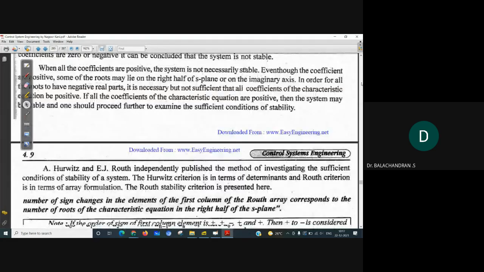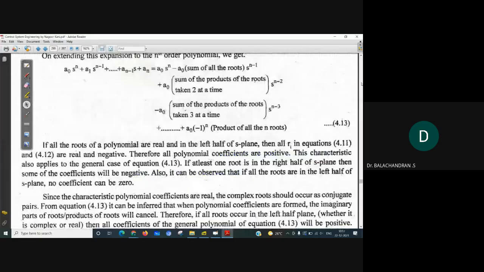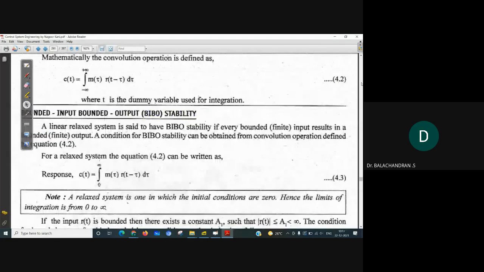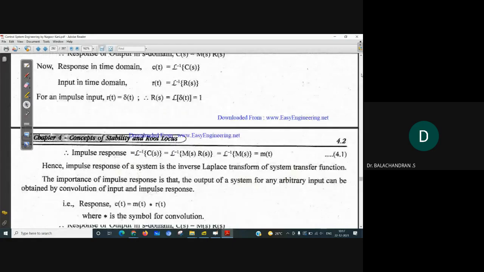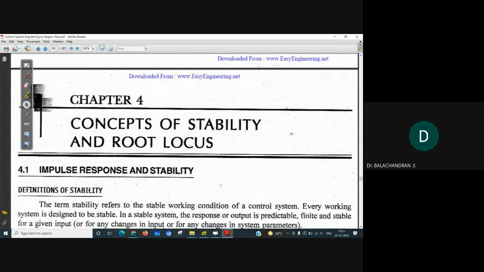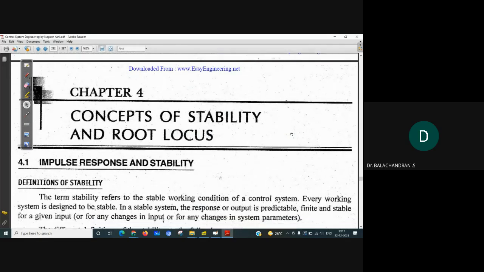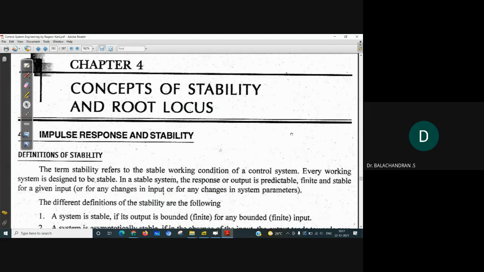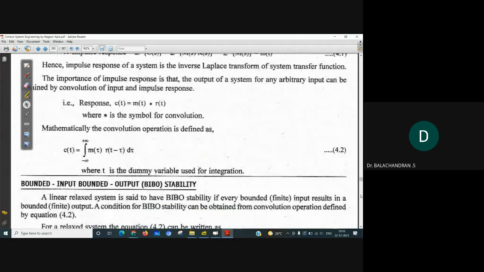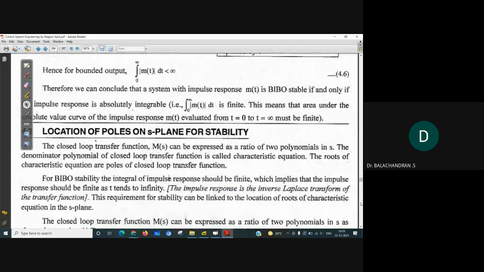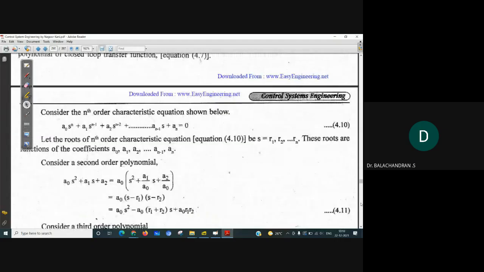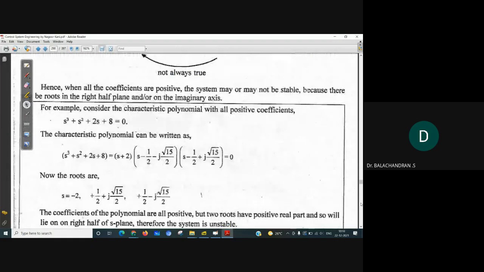Here I explained only 50% from the book. If you are interested, please go through it from the beginning and understand the concepts of stability and the root locus. I took the material from this book only. Some parts you can understand now, maybe you won't understand the remaining things. So keep this book, it may be useful for you later.